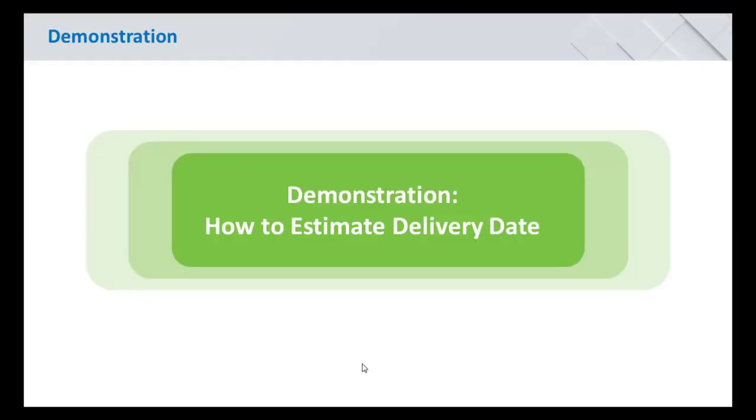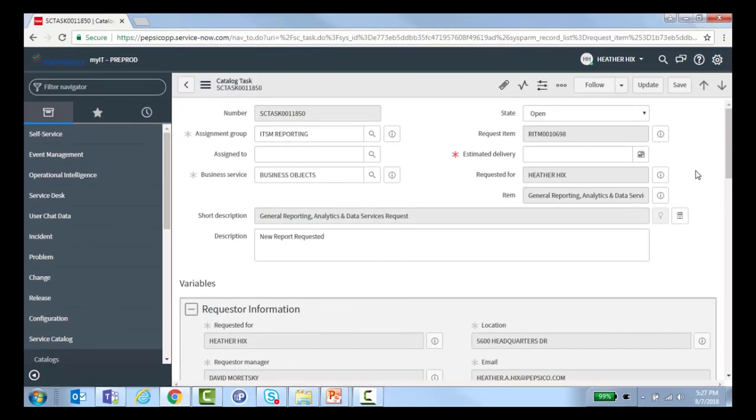At this time, I'll demonstrate how to estimate the delivery date for a request. The Fulfillment Manager reviews the task record to ensure it's properly documented. They reach back out to the requester if additional information is needed. Once the request is fully documented, the Fulfillment Manager can estimate the time necessary to complete the request. The Estimated Delivery Date field is populated with the date that reflects when the request will be fulfilled. Click the Calendar button to the right of the field to select a value.